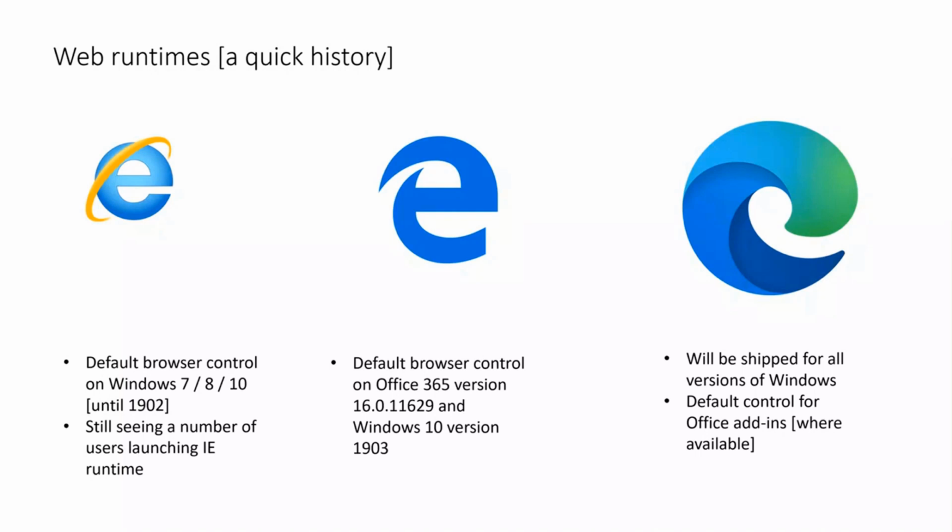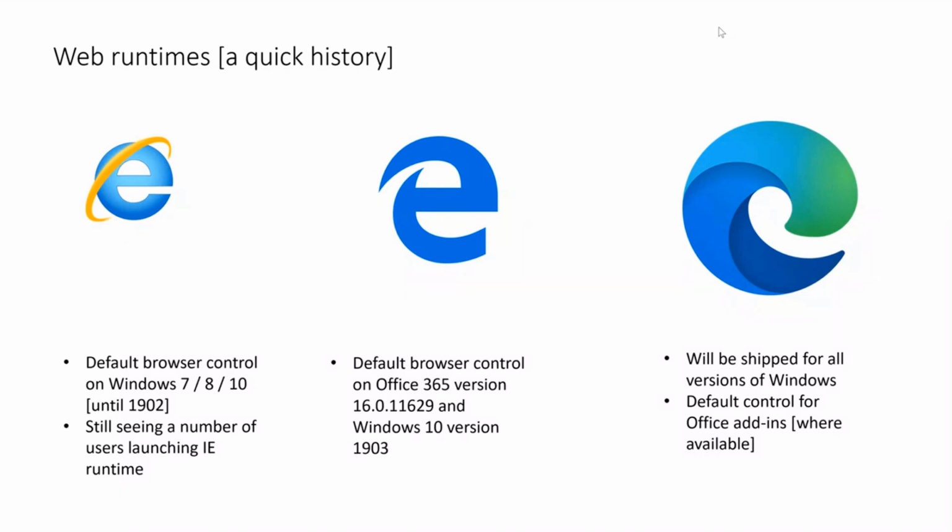I just want to point out that we're still seeing a bunch of launches using the IE runtime, meaning we still have a number of users that are using Windows 7 or Windows 8 or older versions of Windows 10 to launch Office and then launch Office add-ins on those computers. So just want you to be mindful of supporting those users and those configurations with your add-in.